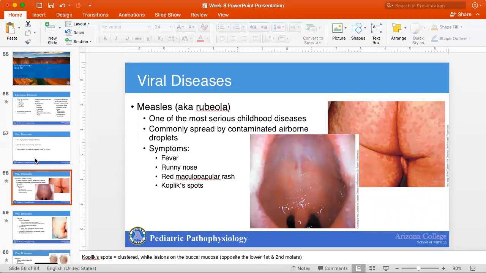Measles, one of the most serious childhood diseases, commonly spread by contaminated airborne droplets. Symptoms would be fever, runny nose, red maculopapular rash, which you can see here, and Koplik spots. You see those Koplik spots are these white clustered lesions on the buccal mucosa.